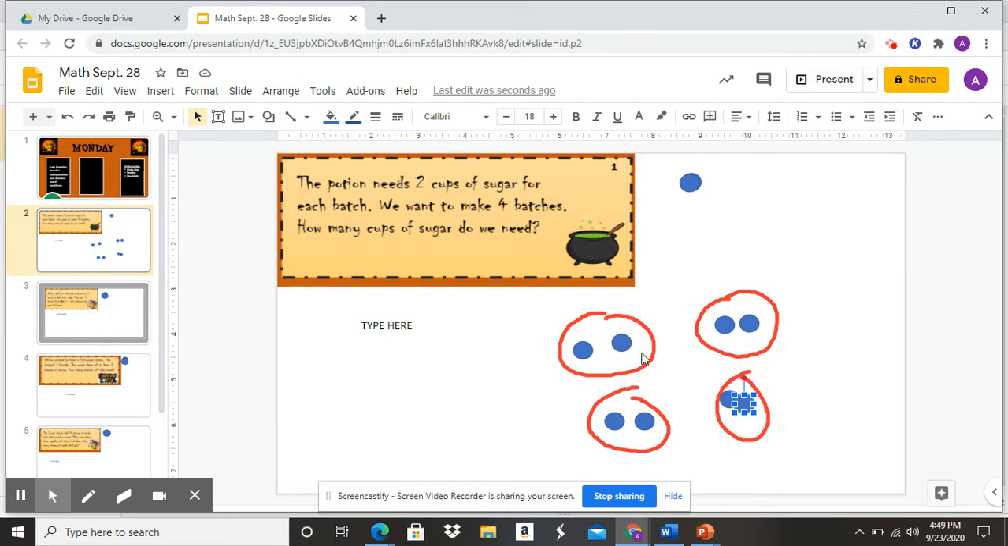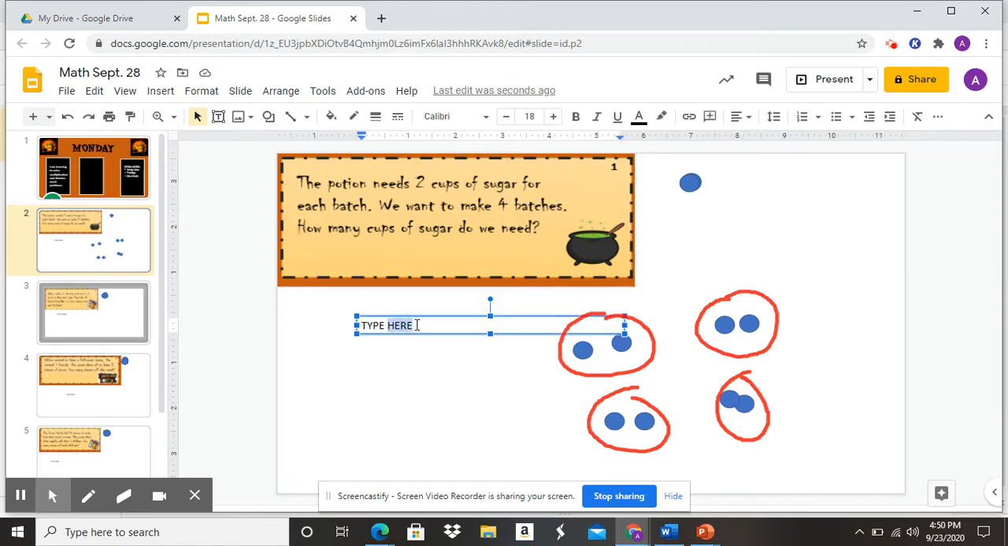The 2 cups are the sugar that each batch needs, okay? So how many do I have total? 1, 2, 3, 4, 5, 6, 7, 8. So how many cups of sugar do we need? Well, we need 8. So let's type our equation here. If I have 4 groups of 2, what I'm really saying is 4 times 2 equals 8, okay? So 4 groups of 2, how that's said is 4 times 2 equals 8.